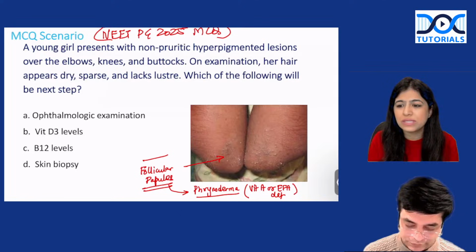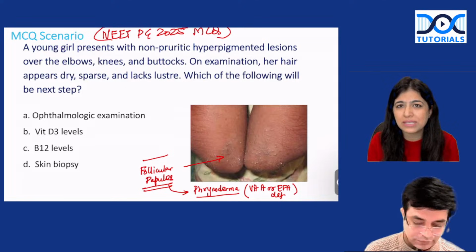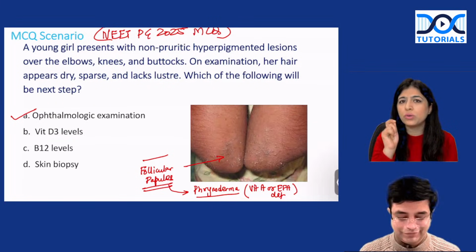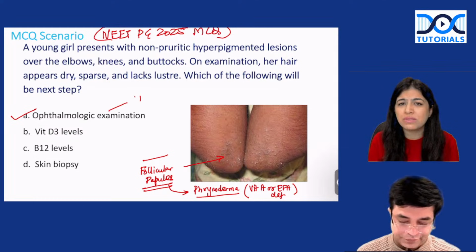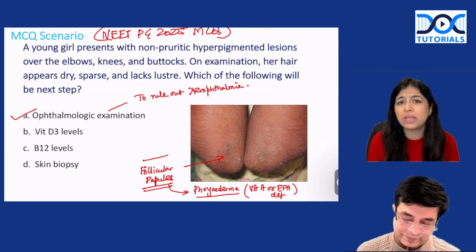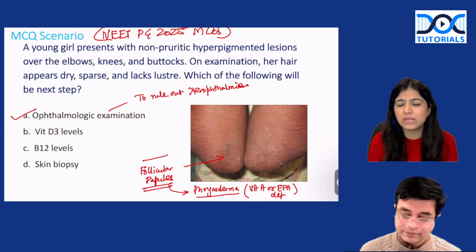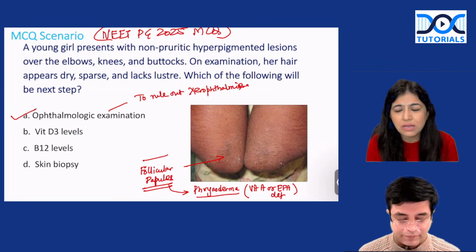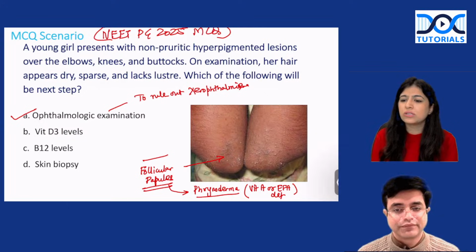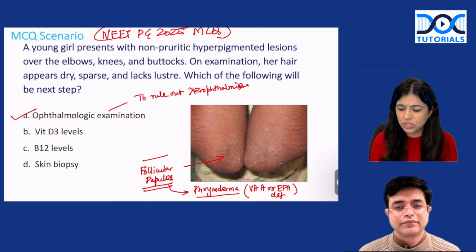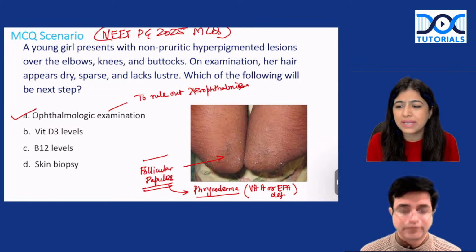Going back to the question, the next step in management would be an ophthalmologic examination because you want to rule out xerophthalmia. Vitamin D, vitamin B12, they may be low, they may not be low. That can be an additional investigation that you do in these patients, but that would not be the next step in management. Skin biopsy is not really needed for diagnosis. This is a clinical diagnosis that you make. So the correct answer to this would be option A, that is ophthalmologic examination.